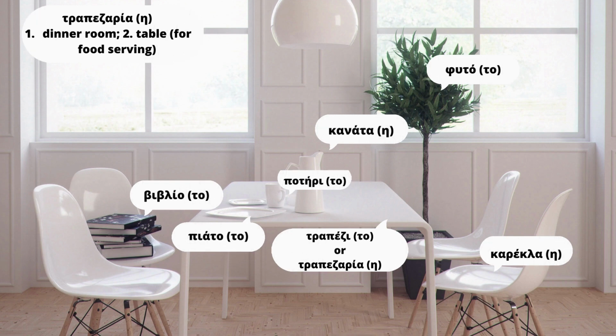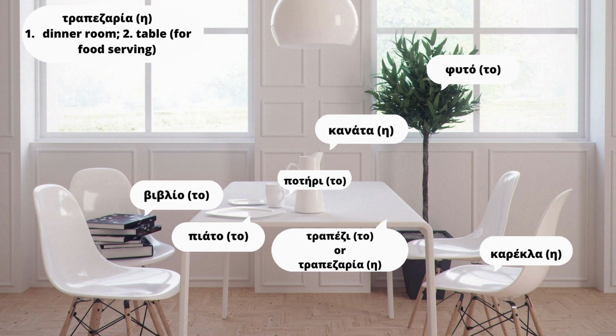So we have a few words here to discuss. Let's start from the top. Again, we can see a plant here. The plant in Greek is called to phyto, neutral gender, to phyto. On the table, we have a few objects. The first one, the biggest one, is i kanata. I kanata. Basically, we can have a water or wine or any other drink inside. This is the word for a jug in Greek.